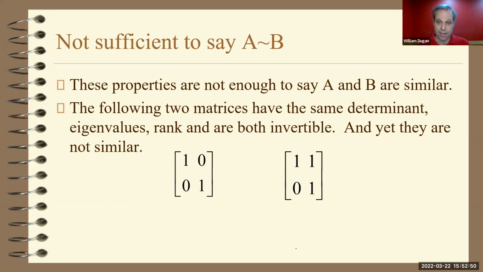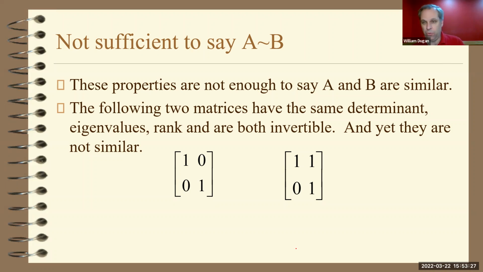These two matrices, the identity matrix and the matrix 1, 1, 0, 1, they have the same determinant, 1. They have the same eigenvalues, 1. The algebraic multiplicity for 1 is 2 for both of them. The rank of both of them is 2, and they're both invertible. And yet these matrices are actually not similar to each other. To know why they're not similar is easily figured out, because one of them is similar to a certain type of matrix called diagonal matrices, while the second one, 1, 1, 0, 1, is actually not similar to diagonal matrices. So therefore, they can't be similar to each other.